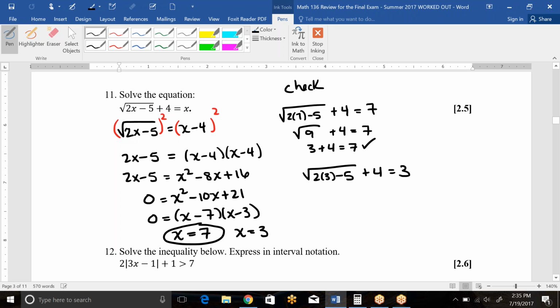Make sure you plug it in for all the x's. This would be 6 minus 5, so that's square root of 1. Plus 4 equals 3. Square root of 1 is 1. 1 plus 4 does not equal 3. It equals 5. So this would be an extraneous solution, and we would mark it out.